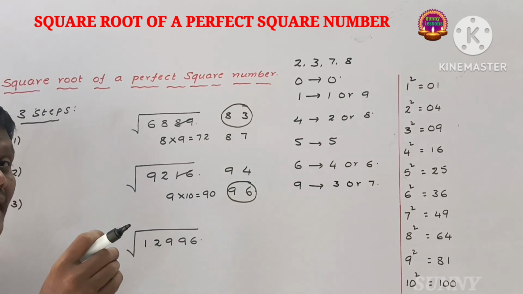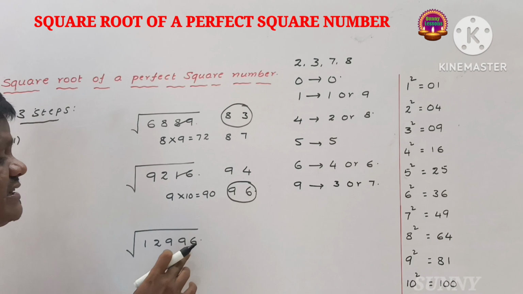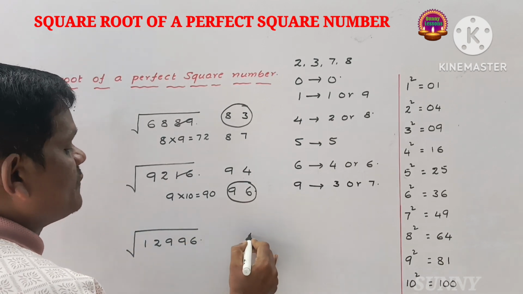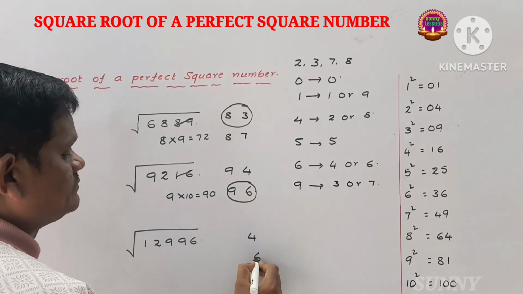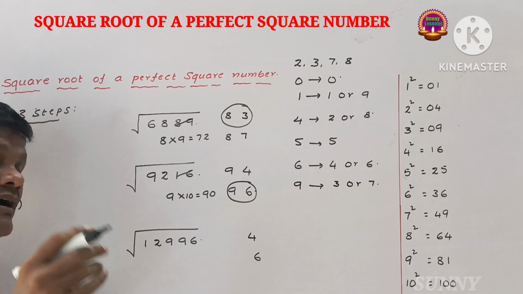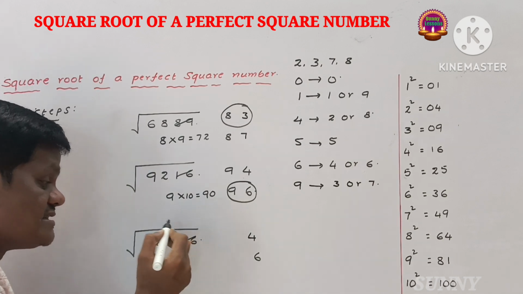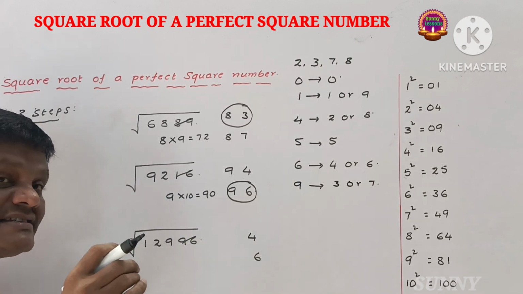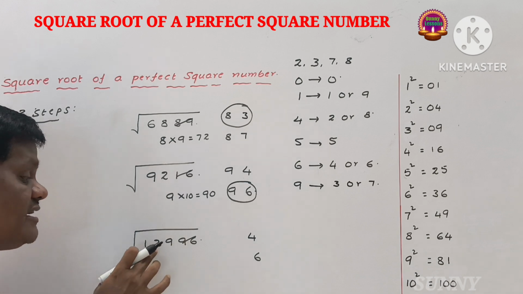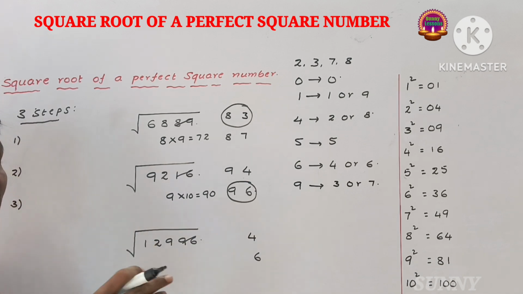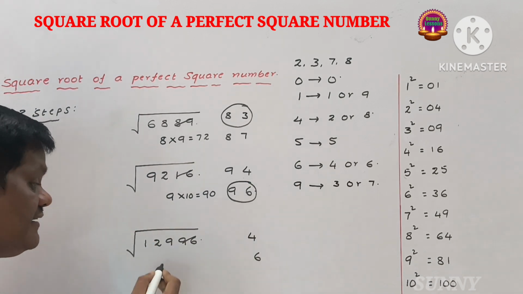12996. When the perfect square number ends with 6, the last digit of the root is 4 or 6. What is the second step? Strike out the last two digits and check the nearest perfect square number of 129 and less than 129. 121, 11 square.